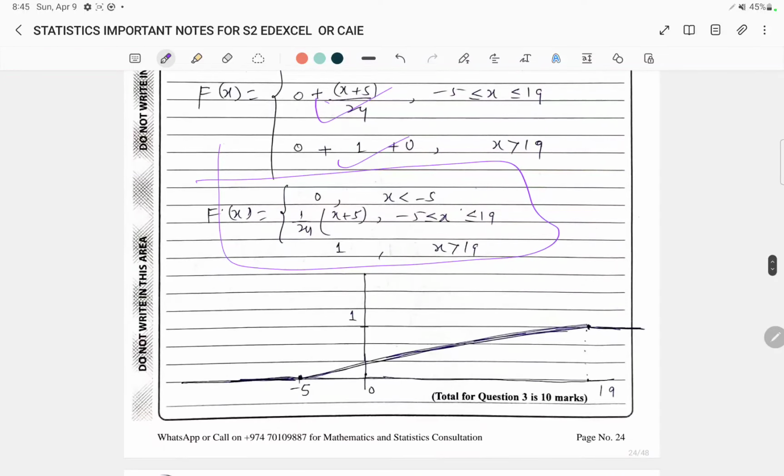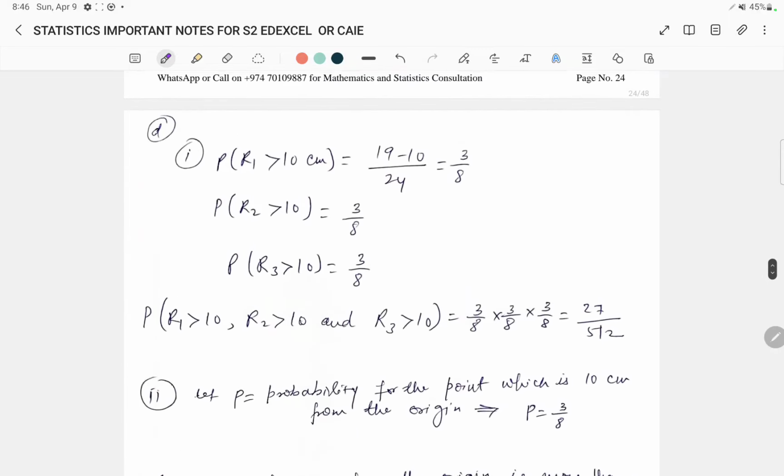Now if you plot, when it is minus 5 and less than -5 it is 0. So on the x-axis, from -5 to 19 it will be a straight line, right? So just join. At 19 it will be 1, and after that it is again a straight line. So our graph is something like that. This is a straight line, then this is a straight line.